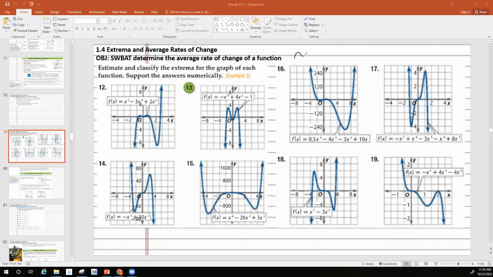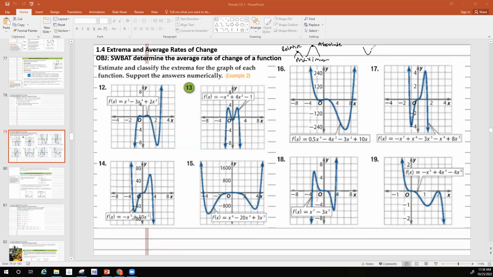We have a maximum, okay? But then maximum, we can have either a relative maximum or an absolute maximum. All right, so the top of this area and the top of the top, or the top of the toppest top.